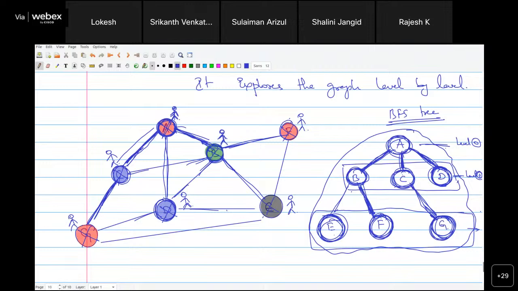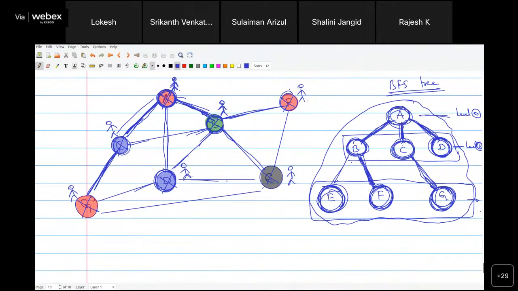Understood? So BFS is actually exploring the graph. So how we explore is the algorithm. This is how we explore. We will start with the starting vertex and we will explore the vertices level by level. Okay. Yeah. Any doubts?